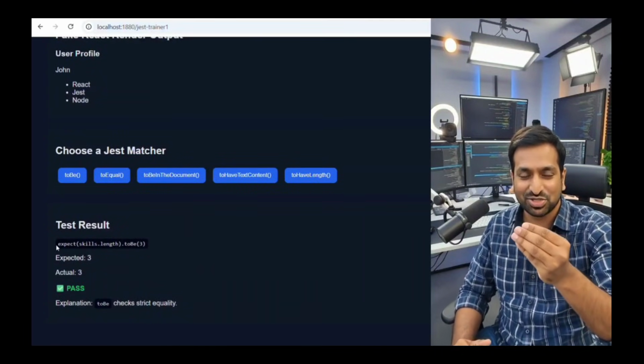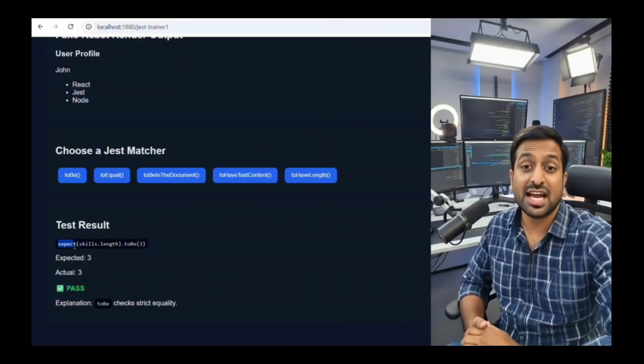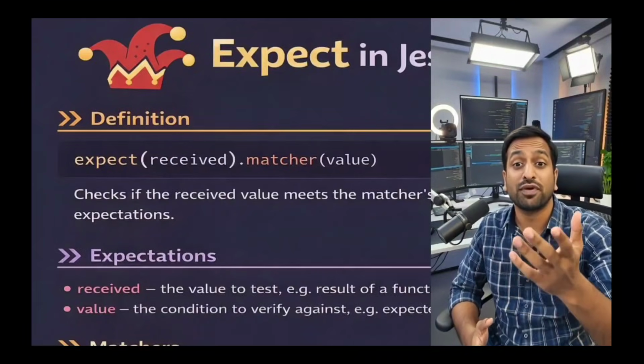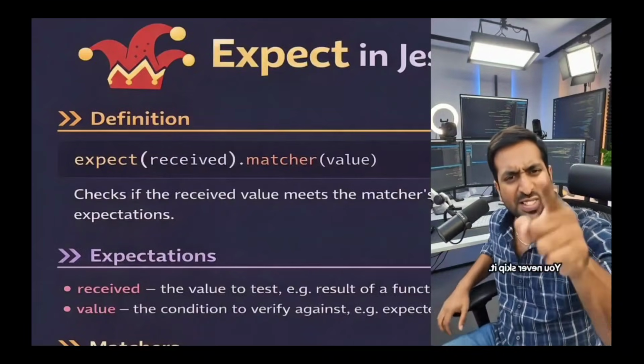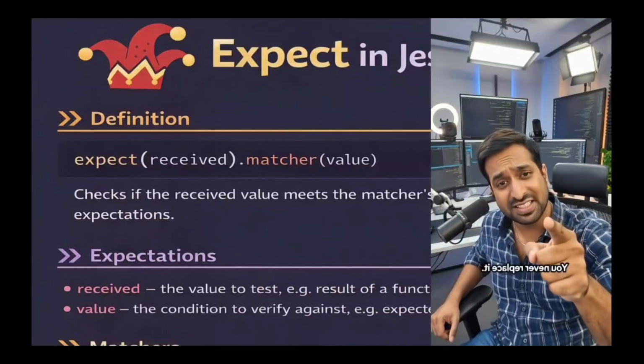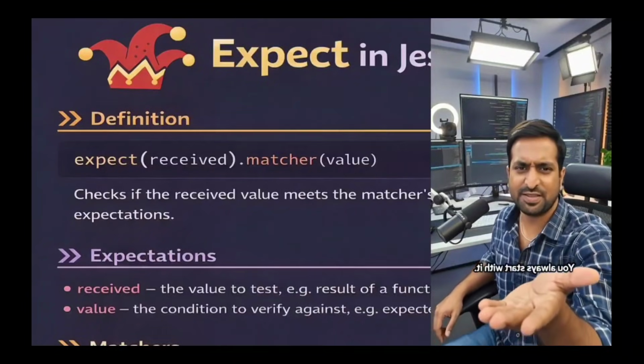That sentence is written using the expect function. In Jest, expect is the starting point of every test. You never skip it. You never replace it. You always start with it.